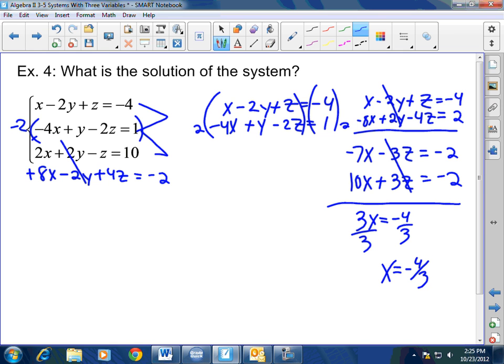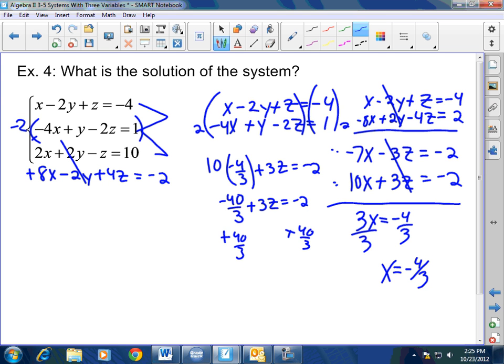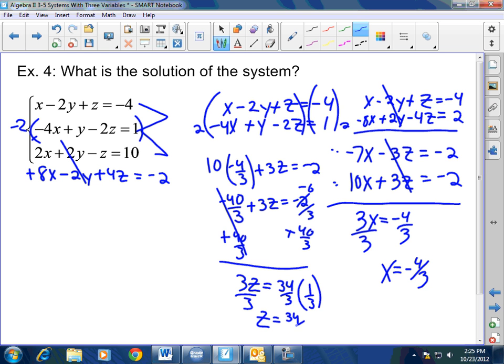Now I can plug in my x into either of these two original equations to find z. Let's do this one. 10 times negative 4/3 plus 3z equals negative 2. So this is going to be negative 40/3 plus 3z equals negative 2. I'm going to add 40/3 to both sides. 3z will equal 34/3. Then 34/3 divided by 3, so you multiply by the reciprocal. So z is going to equal 34/9.